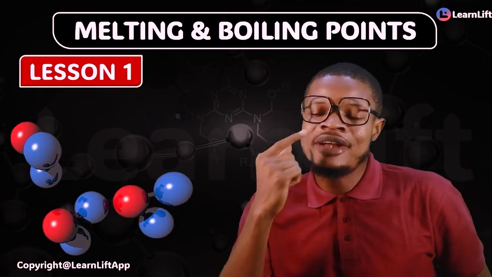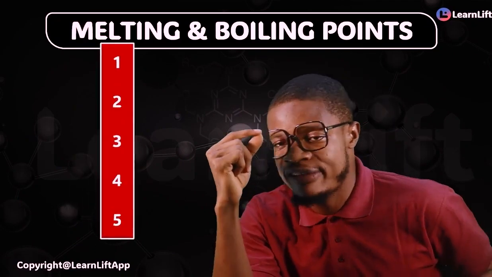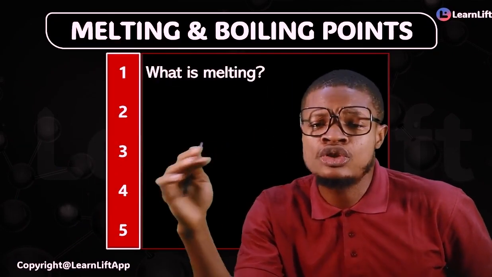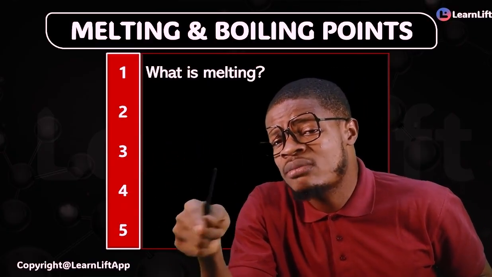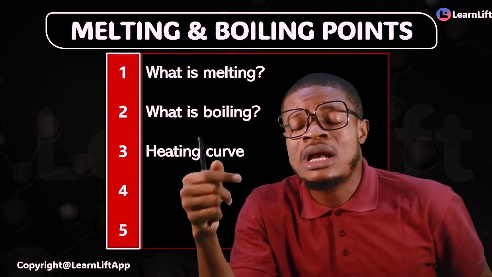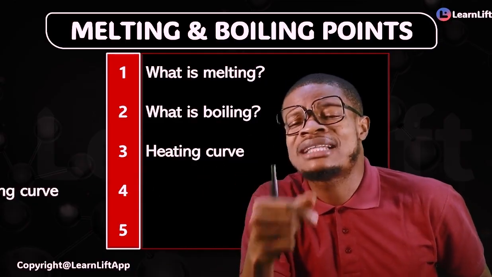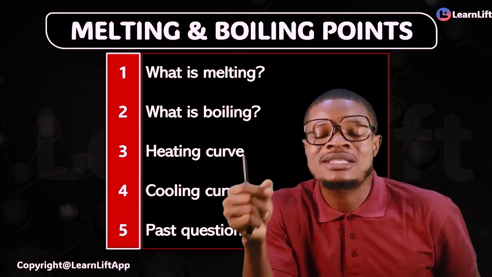While we progress together, I'd like you to note this very fast and pay attention to these 5 powerful things we are going to learn. The first thing is all about what is melting. We're going to look at what is melting and some cardinal things under that. They will go into what is boiling. After that, we look at what is called your heating curve. Very important. And then we look at your cooling curve. Then we cap it up with your past questions.